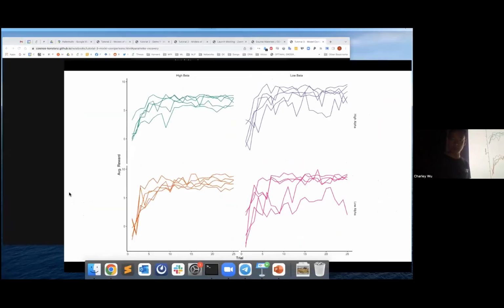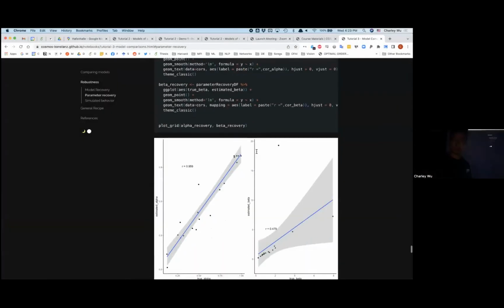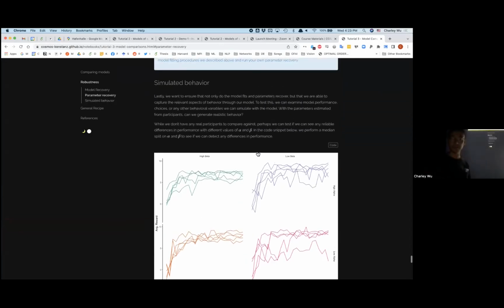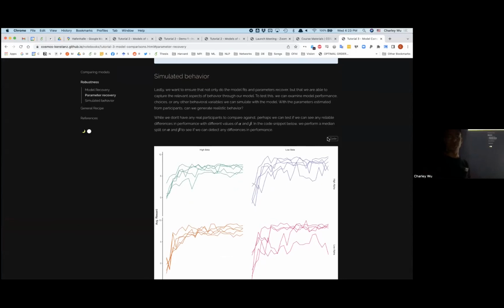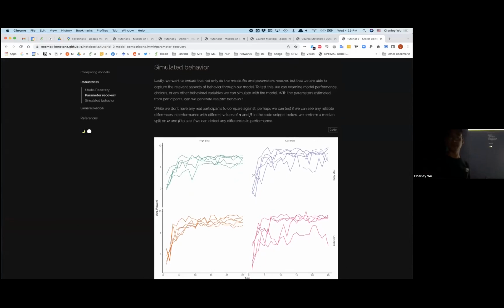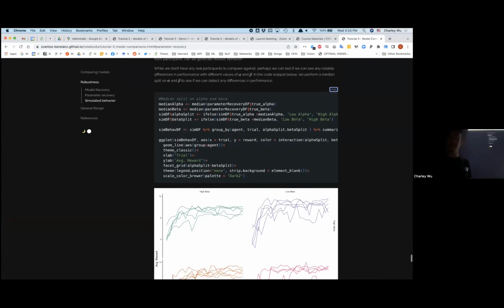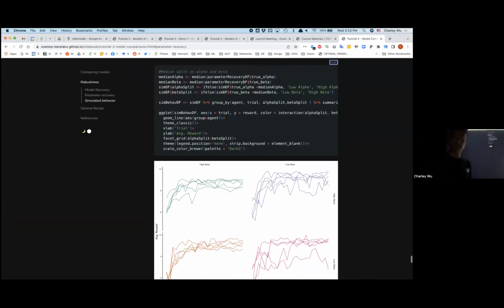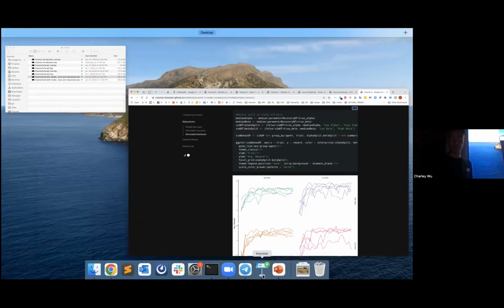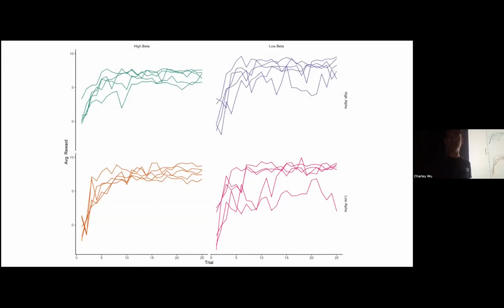So in our notebook again, I also run some simulations where we don't have any real participant data, but we can simulate data using our Q-learning agents. And one thing I thought to test is whether or not we can detect any differences in the learning curves based on either low or high beta values or low or high alpha values.